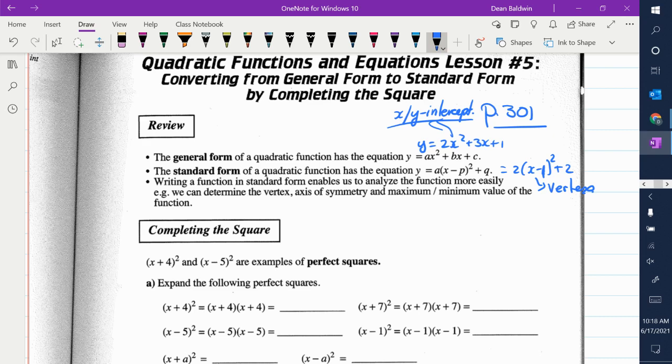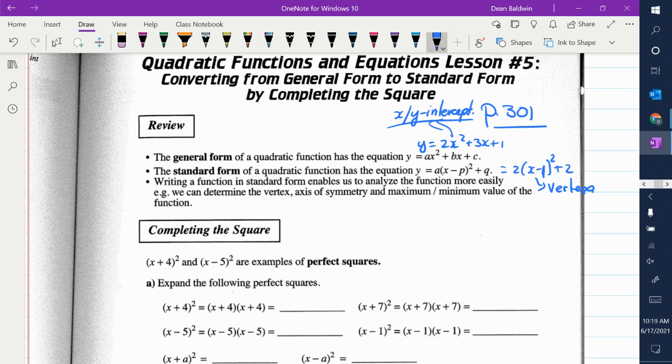So we've looked at these independently. Obviously, you can go back and forth. Now it's easy to go from standard form to general, because all you have to do is FOIL the brackets and then multiply everything, collect your like terms. The real question is, how do you go from this to this? And that's what we're going to learn right now.